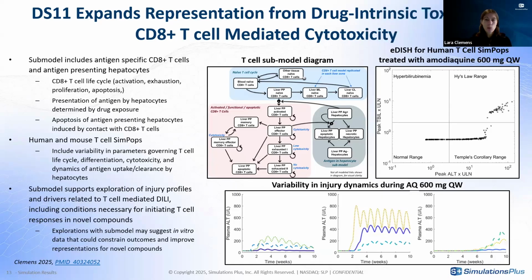Critically, there's a lot of variability that one might expect in the way that the T cells may respond or in the level of antigen presentation by hepatocytes. And so we do represent this variability in both human and mouse T cell SimPops. That includes variability in the life cycle, differentiation, cytotoxicity, dynamics of antigen uptake and clearance, and of course, avidity. You can see an example E-dish for our human T cell SimPops simulated with our amodiaquine representation. And you can see a range of possible responses resulting from individual variability in this pathway.